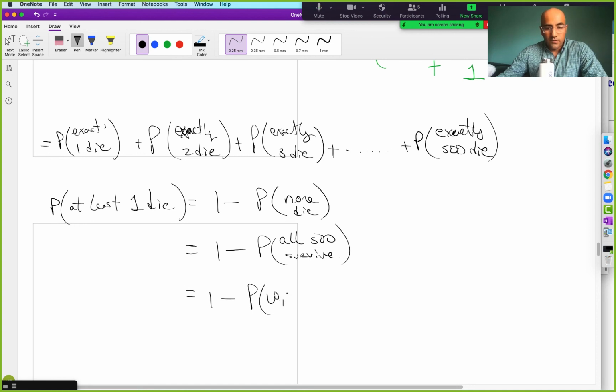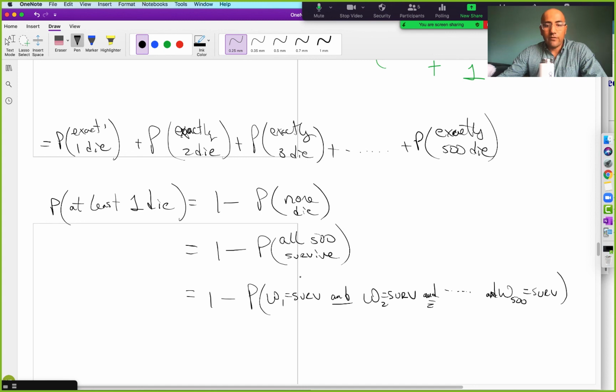Woman 1 survives. And at the same time, woman 2 survives. Right? I want all 500 to survive. And dot, dot, dot, dot, dot, dot, dot, get to the very end there. The very last one is, and woman number 500 also survives. Right? That's what we're after.